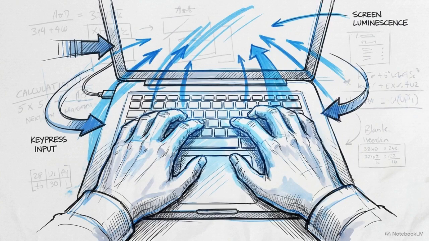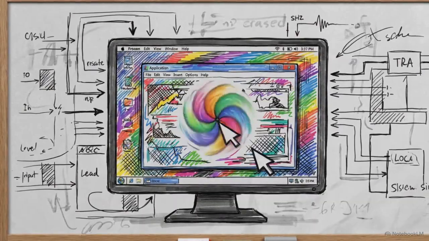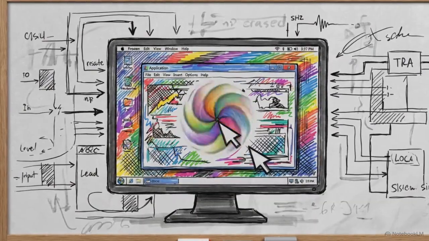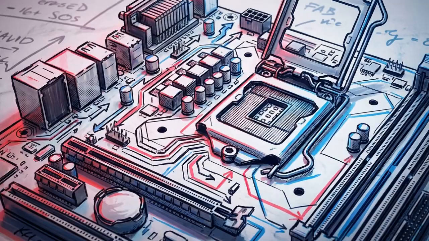You're working on a crucial project, typing away, and suddenly the screen freezes. The cursor turns into a spinning wheel of death. No matter what buttons you mash, the machine is locked up until you hard reboot. Under the hood, you've likely just encountered what computer scientists call a deadlock.